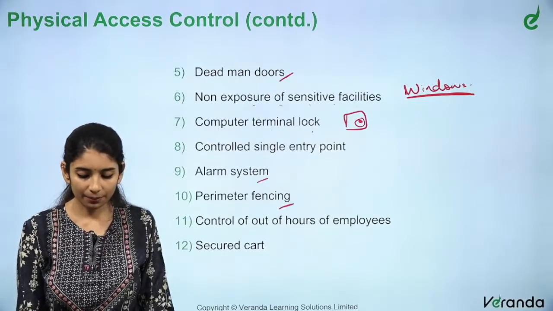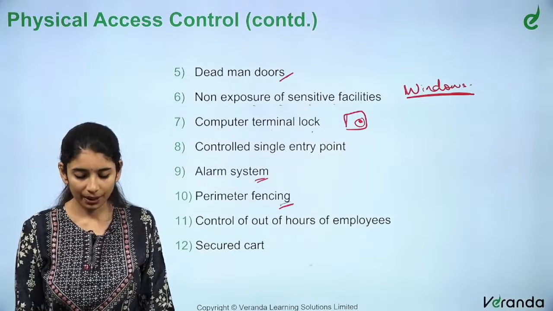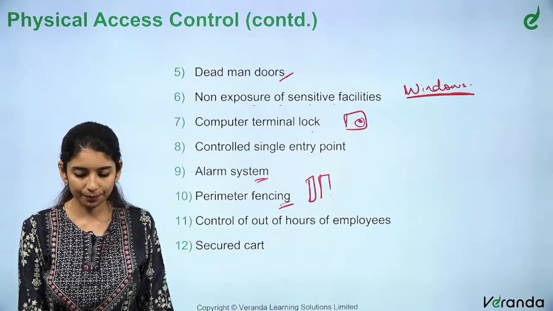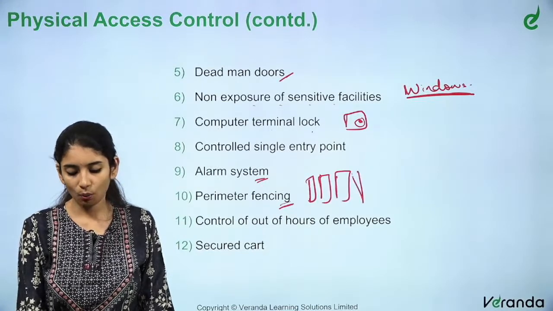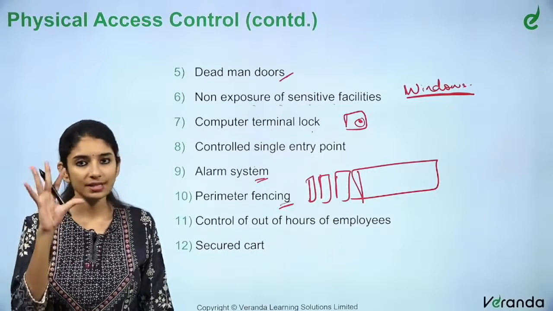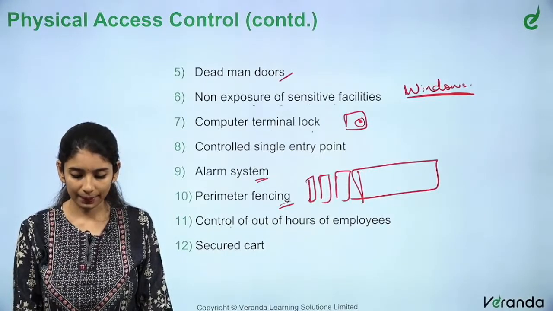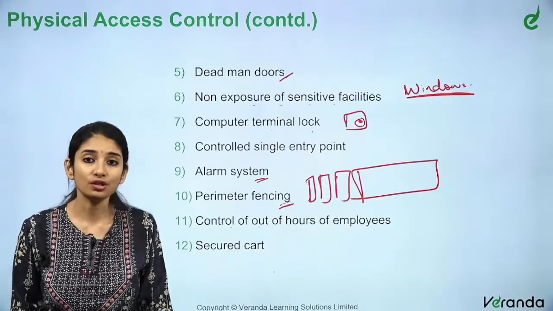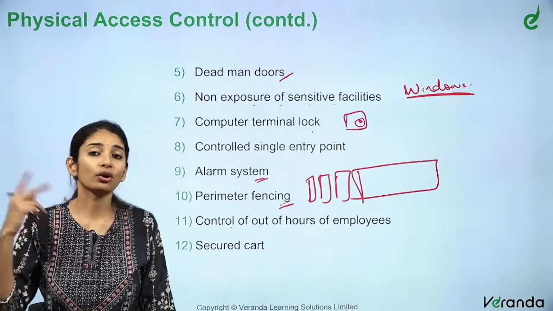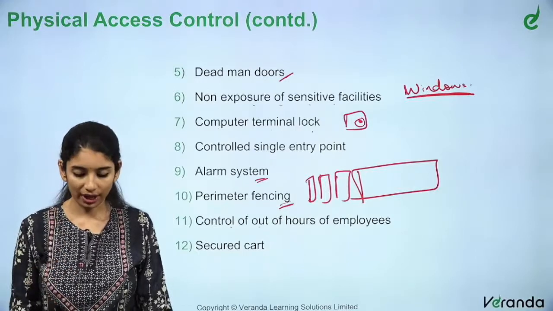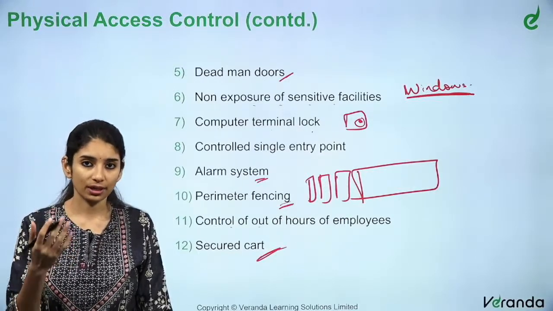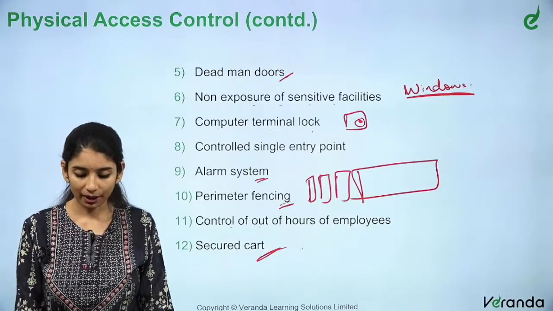Alarm system and perimeter fencing. Perimeter fencing is nothing but having fences, big walls, so that people cannot enter. An alarm system is having an alarm ringing. Control of out of hours employees. In case people are accessing the office beyond office hours, then keep an extra check. Secured cards, any reports to be distributed, all of that needs to be kept under check.